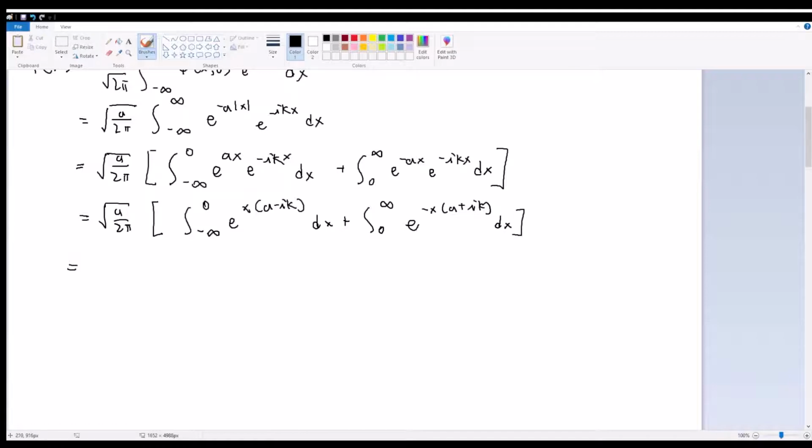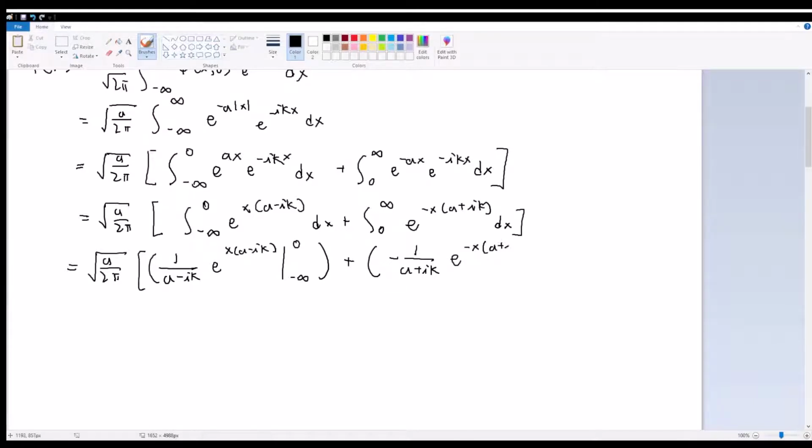Actually doing this integral is going to give us square root of a over 2 pi at the front as always. And then we have 1 over a minus ik times e to the x a minus ik going from negative infinity to 0. And let's close this off with parentheses, and then we have added with negative 1 over a plus ik times e to the negative x a plus ik going from 0 to infinity. And in fact, let's just factor out this minus sign at the front just so we can avoid a bit of confusion with signage. And then we close this off, and now we just have to evaluate everything.